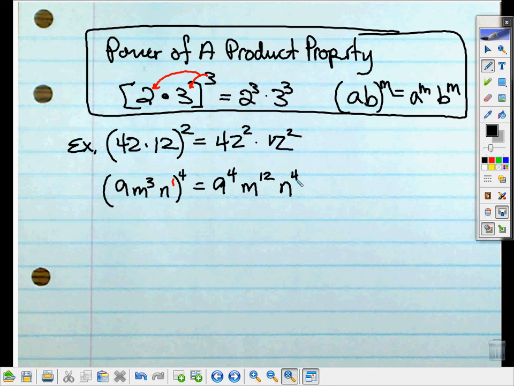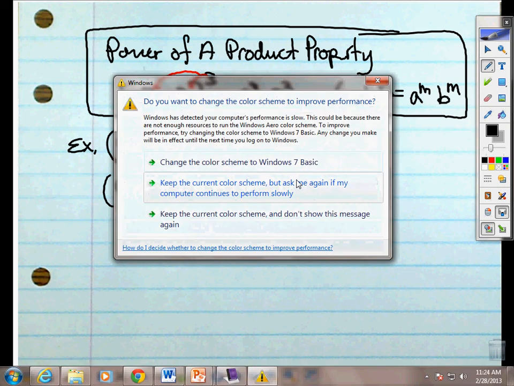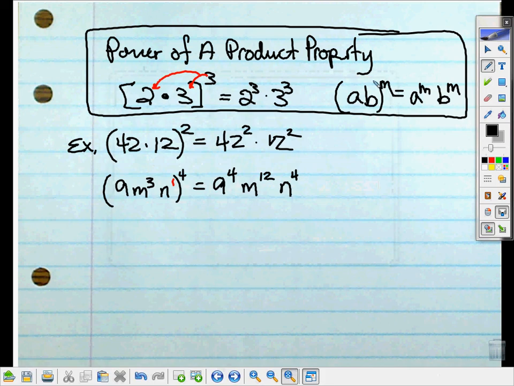But if the directions simply said to simplify, we would actually have to take 9 to the 4th power and get 6,561. And 9 to the 4th power is 6,561. And then we would have m to the 12th power n to the 4th power.